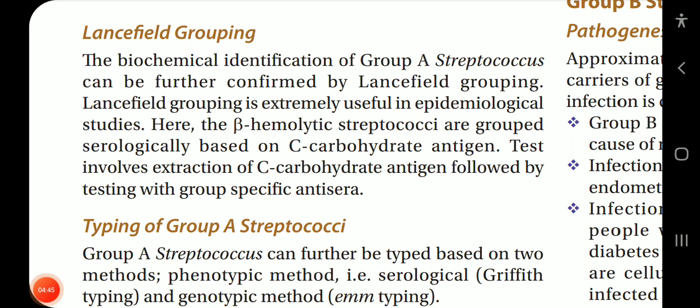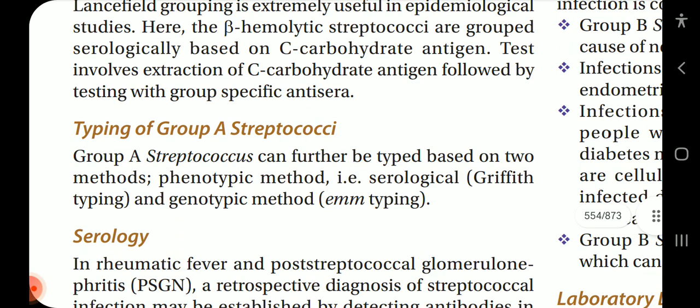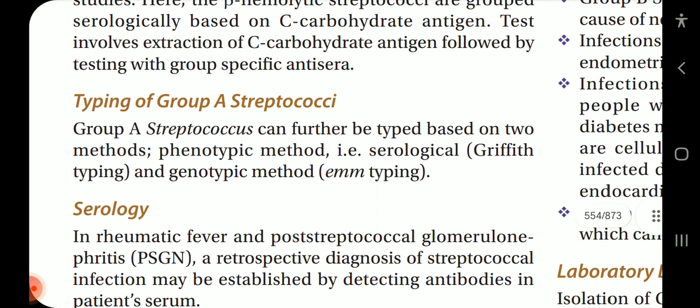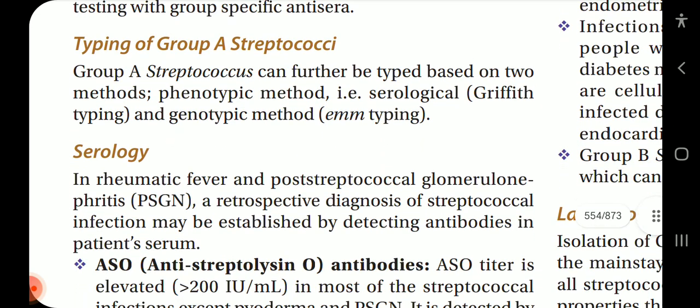Lancefield grouping. The biochemical identification of group A Streptococcus can be further confirmed by Lancefield grouping. Lancefield grouping is extremely useful in epidemiological studies. The beta-hemolytic streptococci are grouped serologically based on C carbohydrate antigen. The test involves extraction of C carbohydrate antigen followed by testing with group-specific antisera. Typing of group A streptococci. Group A streptococcus can further be typed based on two methods: phenotypic method, that is serological Griffith typing, and genotypic method, emm typing.